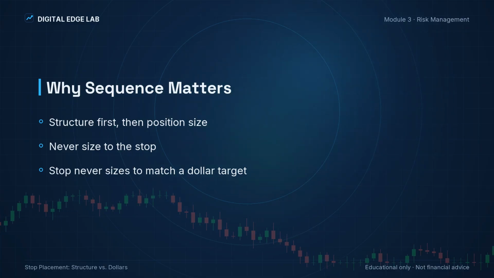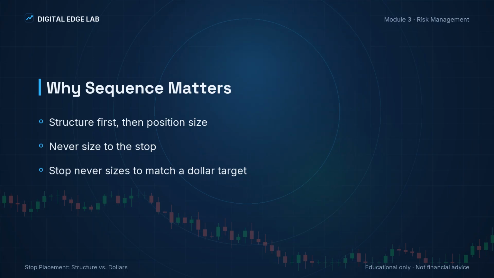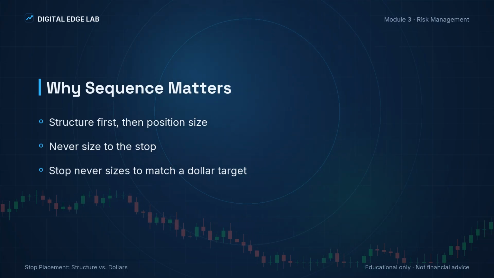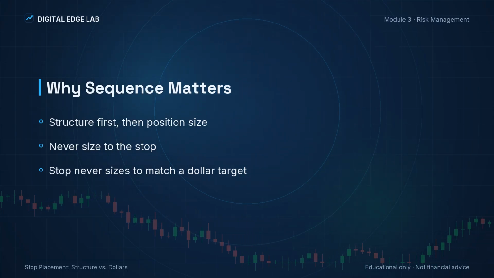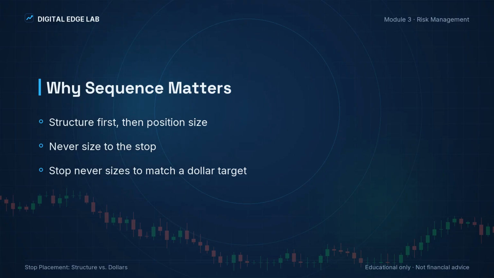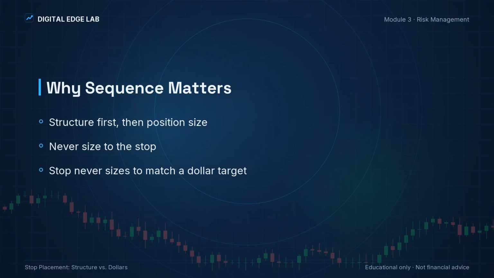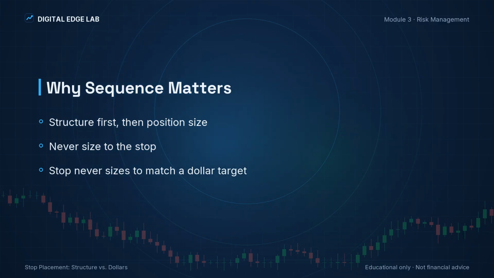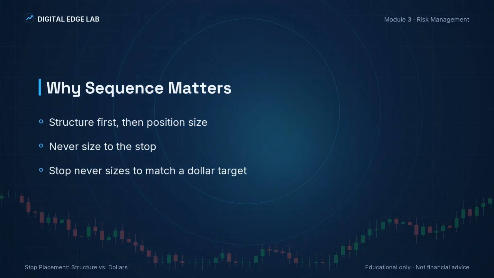If you reverse it, deciding your dollar stop first, then forcing a stop wherever that lands, you end up with an arbitrary stop that may sit right in the middle of normal price noise, getting shaken out before your thesis is even disproven. Sequence isn't nitpicky. It's the difference between cutting a loss and cutting a good trade early.